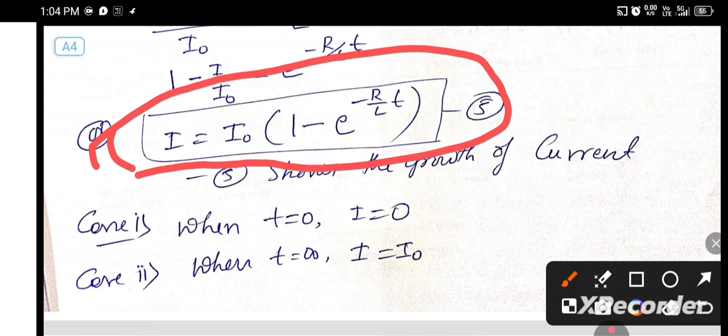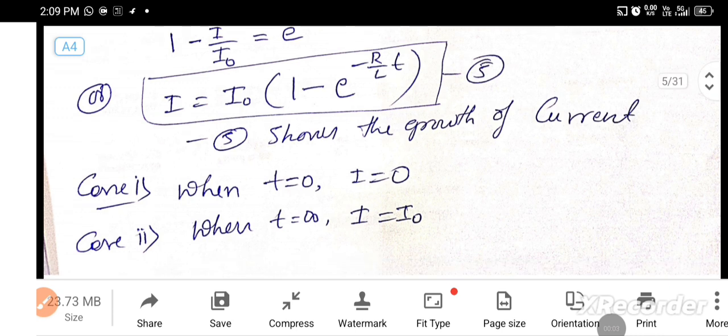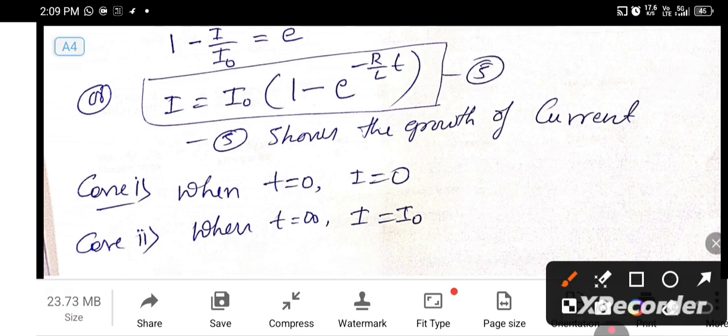So the current in the LR circuit can be given by I is equal to I naught into 1 minus e to the power of minus R t by L. Let's study equation 5 in some cases. If t is 0, then I tends to 0. When t is infinity, then I tends to maximum.